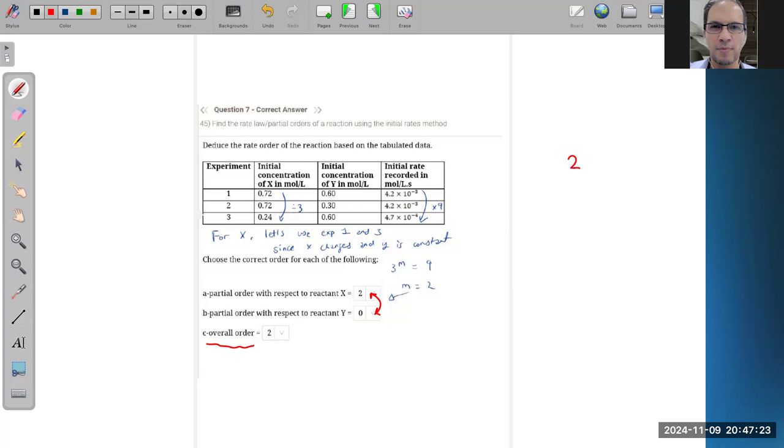What if it is 2 and 1? Yeah, Abdullah, I will say the overall is, just do addition. So overall rate will be third order.